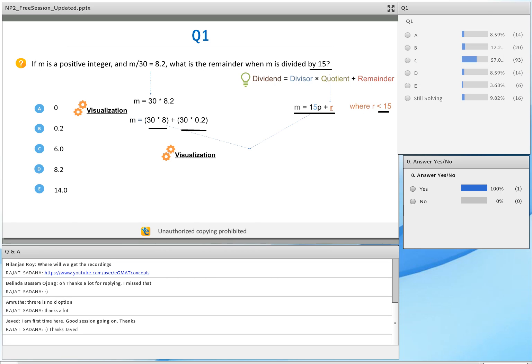All right. So when you visualize this, you really say, okay, here is what I'm given, here is what I need to express it in. So I say, okay, let's express 30 as 15 times 2. So you say m is equal to 15 times 2 times 8 plus 30 times 0.2, which is 6. So essentially, this part over here, because it's 15 times something, it leaves 0 remainder, and hence my remainder is 6.